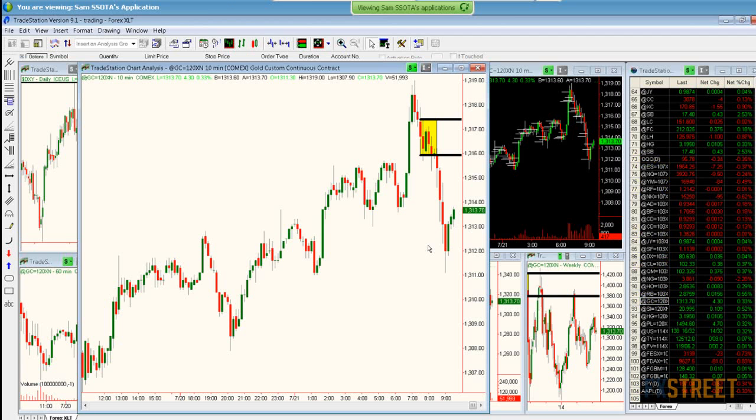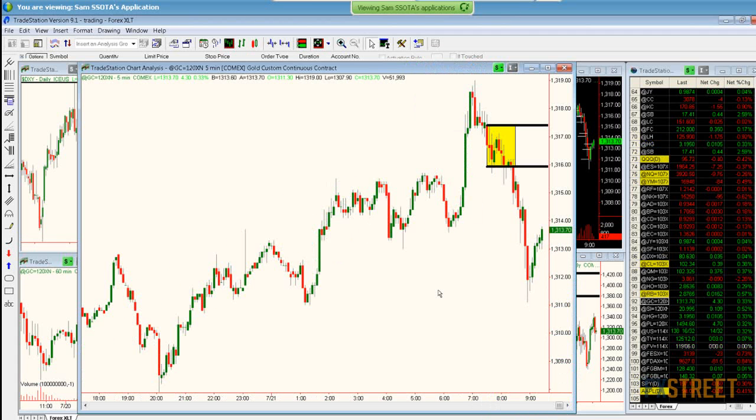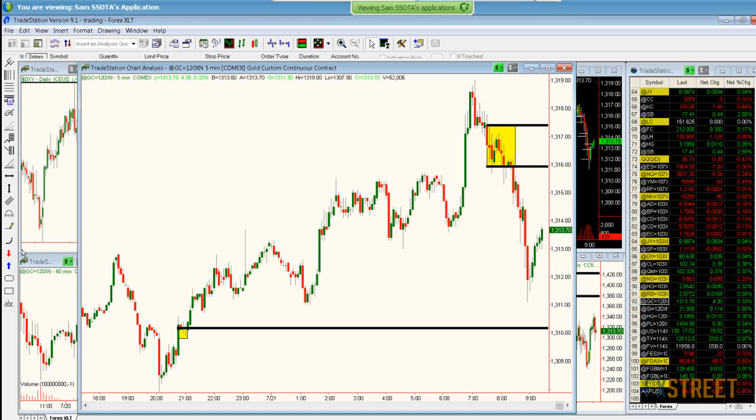So we want to look for the next demand zone, the demand level below current price. Let me go down to a smaller time frame and see if we have one. I have a feeling we're going to, and we do. Okay, so the next fresh demand zone below current price is going to be right here. In other words, the next pocket of significant buy orders is likely to be right here.